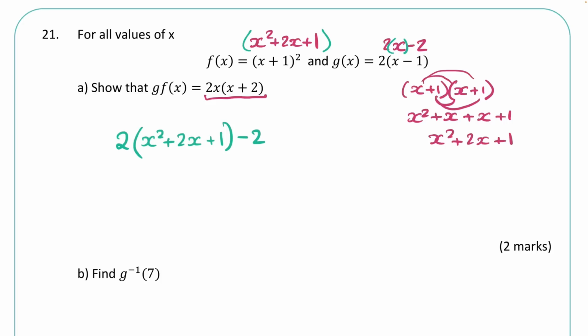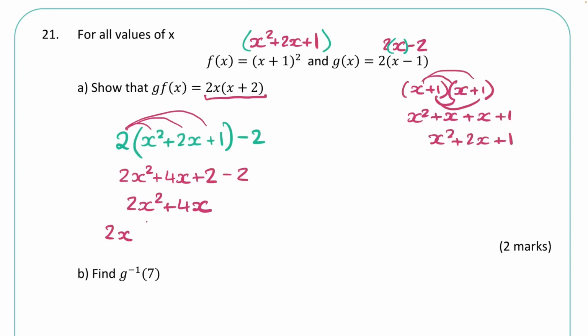So I just need to expand and tidy this up and hope it looks like what they've asked me to make it look like. So I've got 3 terms to multiply by 2. So we get 2x squared plus 4x plus 2. And then we have this minus 2 at the end. Those 2's are going to cancel each other out, so they're gone. 2x squared plus 4x. And how do I make it look like what they've asked me to make it look like? Well, I need to factorise it. So I need to take a factor of 2x out. 2x times x makes 2x squared, and 2x times 2 makes the 4x. And there we go.